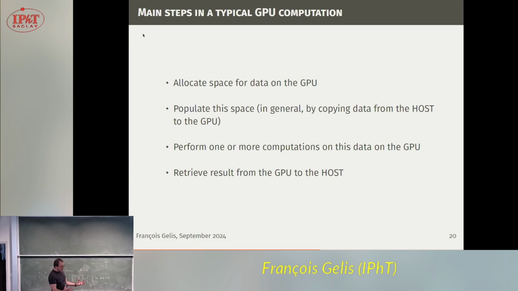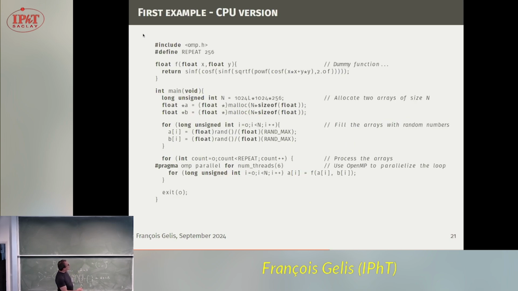Then, once you have this data on the GPU, you usually want to do 1 or more computations using this data on the GPU, and the more computations you do with the same data, the better. And then these computations will produce some output which will be stored on the GPU, and you want to retrieve the result on the host, either to further process it or to print in a file or whatever. So this is always pretty much the same sequence of steps. So now I will go through one very little example.